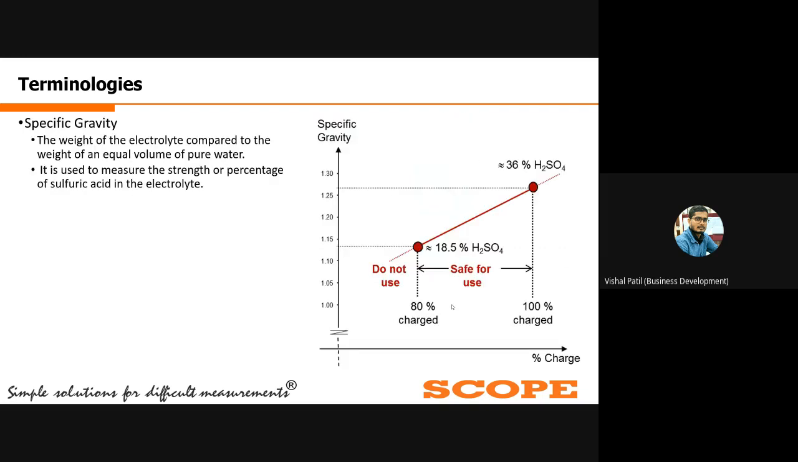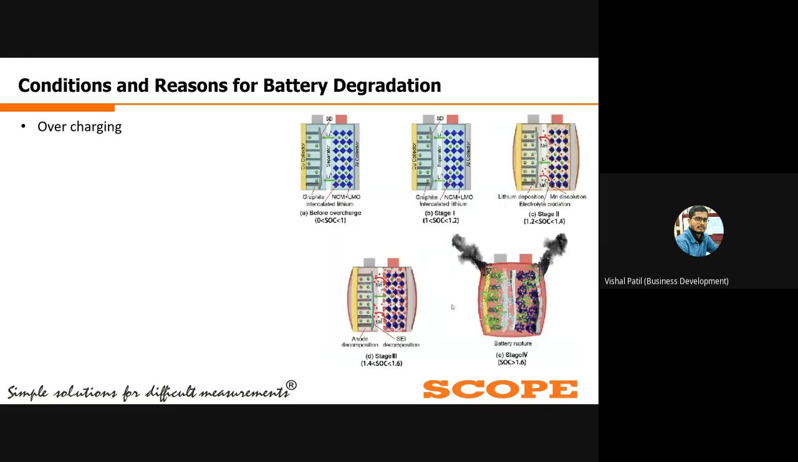The next one is the specific gravity. Specific gravity is the weight of electrolyte compared to the weight of an equal volume of pure water. This ratio is used to measure the strength or percentage of sulfuric acid in that particular electrolyte. You need to periodically monitor this specific gravity so that you can take the particular maintenance actions on that cell. So specific gravity is monitored during the battery bank operation.